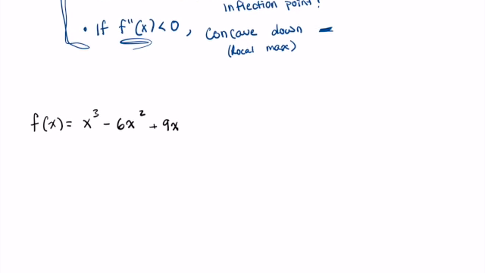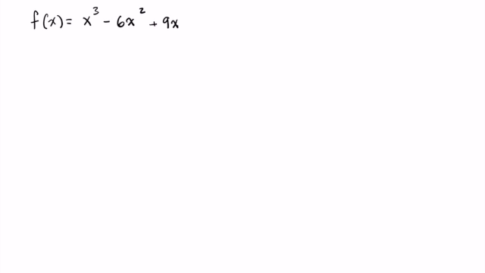So let's jump into the first example. We have f of x equals x cubed minus 6x squared plus 9x, and I want to find the local max and min. We can eventually see if we have an inflection point. Sometimes we'll get that if f double prime equals 0 when we plug in the critical points. That will be in another video for actually testing for the inflection points, so check that out.